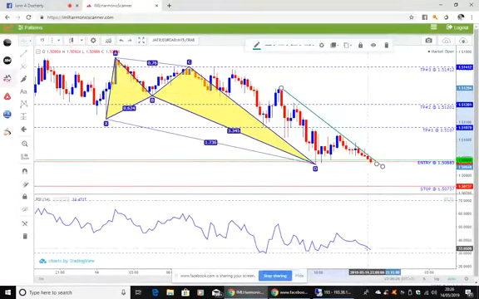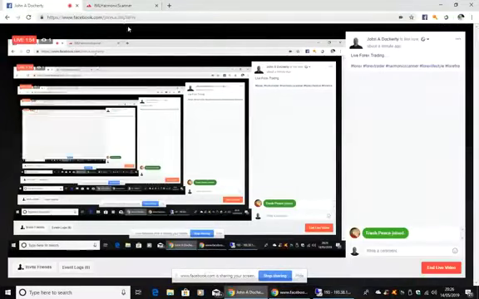Underneath here we have an RSI. However, let's take a look.